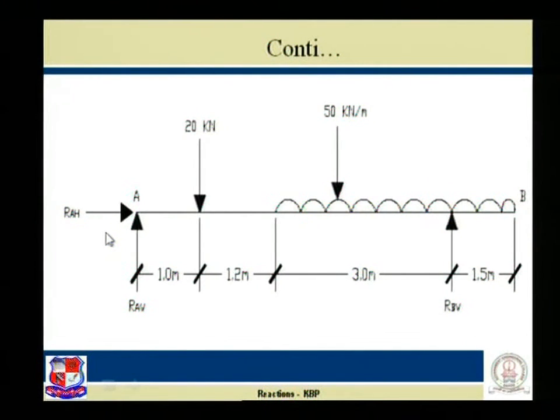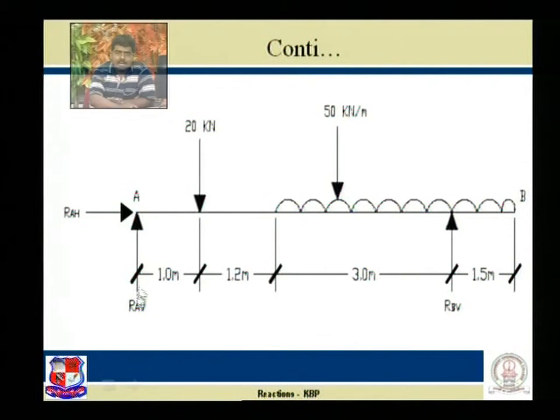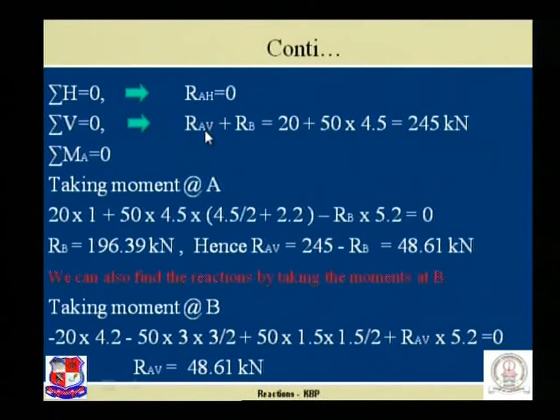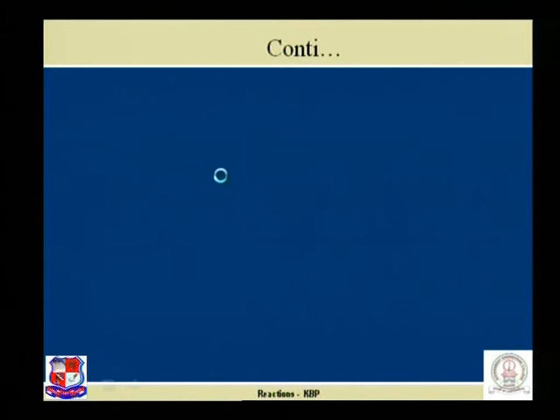Next, sigma V is equal to 0, then RAV acting upward, so RAV minus 20 minus 50 into 4.5, that is the total load because of UDL, plus RB is equal to 0, and we achieve one equation, RAV plus RB is equal to 245 kilonewton. Now let us take sigma MA is equal to 0 and check what the answer for RB is here.